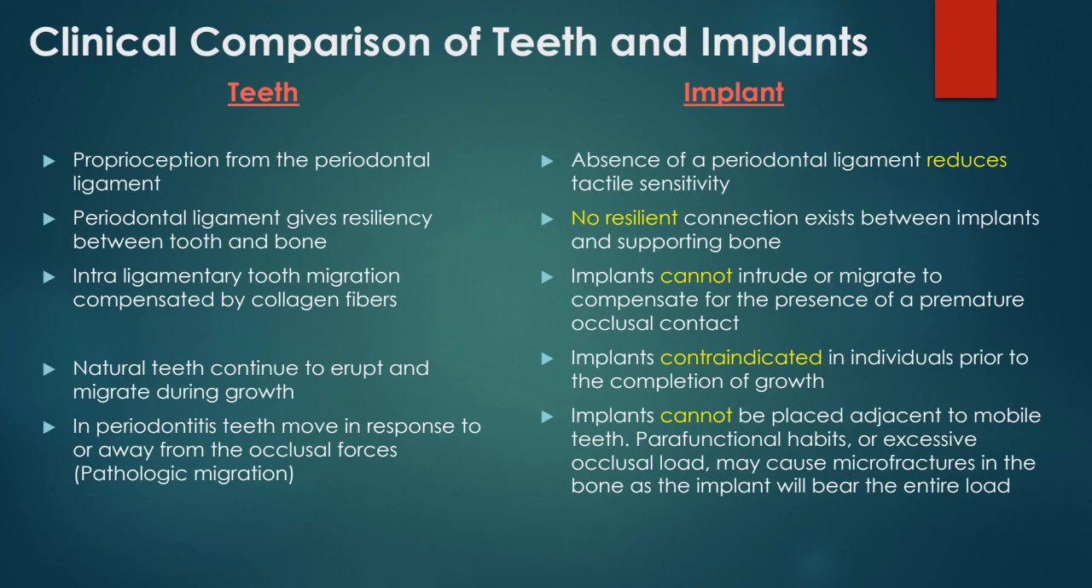Teeth have proprioception, a sense, but this is absent in implants. In natural teeth we have a periodontal ligament. We do not have a periodontal ligament. The connection is rigid and it's asymptomatic. Teeth may undergo supra-eruption, while implants cannot intrude or migrate either naturally or from orthodontic therapy. Implants are contraindicated in individuals prior to growth, because during growth the teeth may start to supra-erupt. If we place them at an early age, the implants do not move, and therefore we will have a disturbed occlusion.